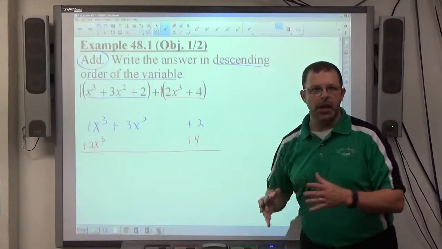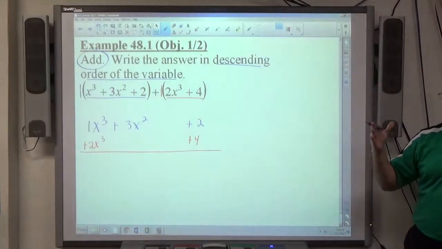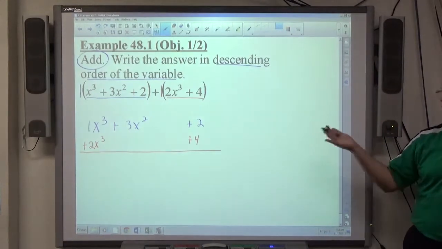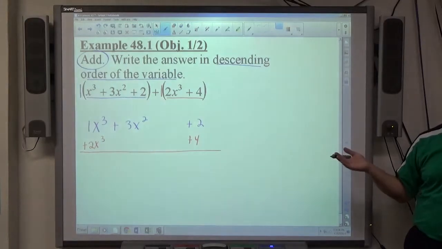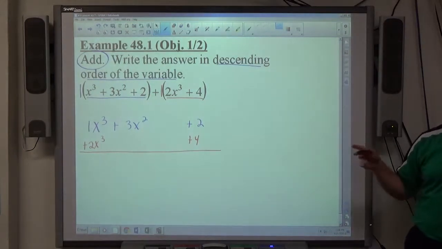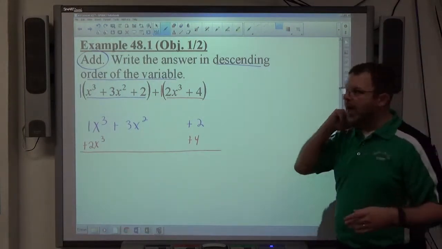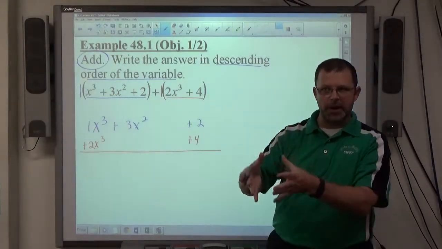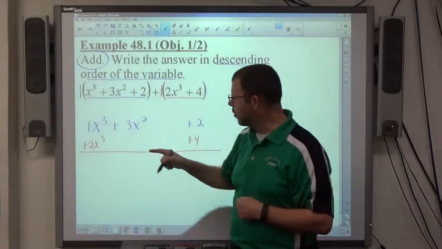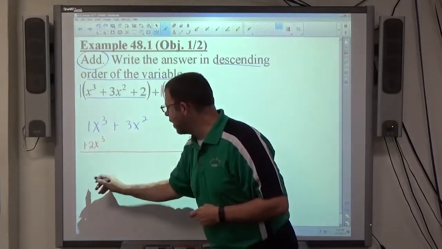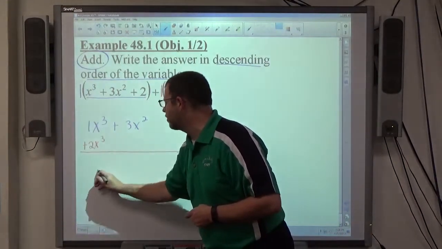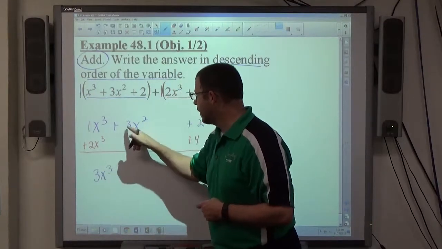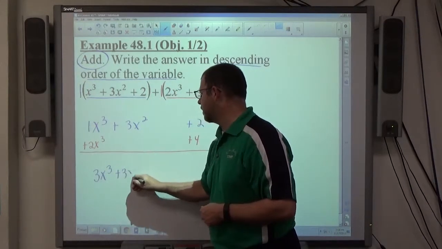So looking at what I've got written on my paper, 1x cubed is being added to 2x cubed, 3x squared is being added to nothing because there's no other x squared terms, 2 and 4 are being added together because they're both constants. And again, I want descending order of the variable, so I want to get to my highest power first, then my next highest power all the way down to the constant, which is no power of x. 1x plus 2x cubed, these two things make 3x cubed. 3x squared plus nothing makes 3x squared.